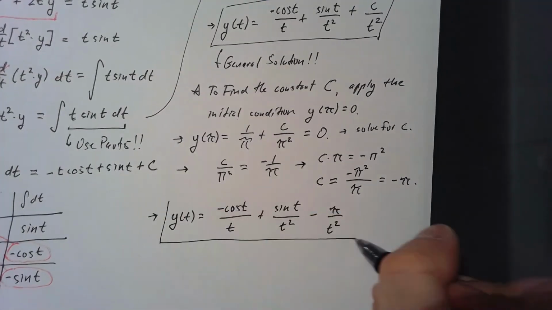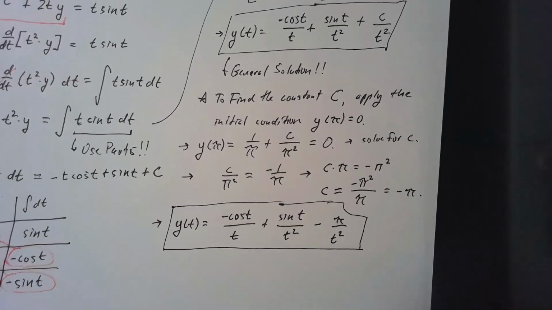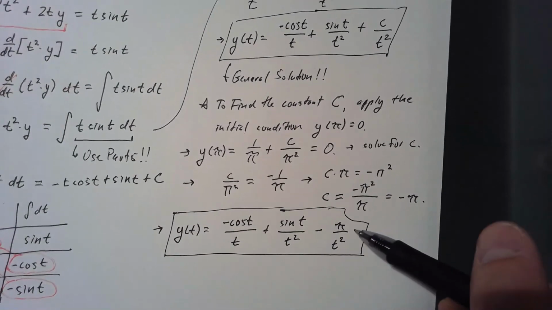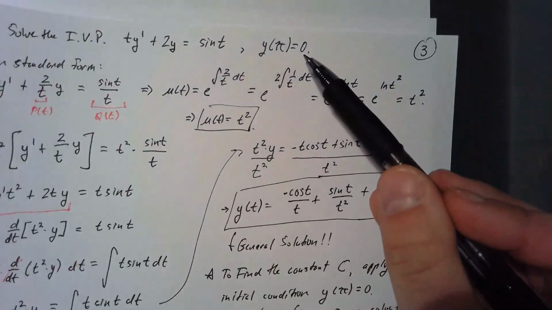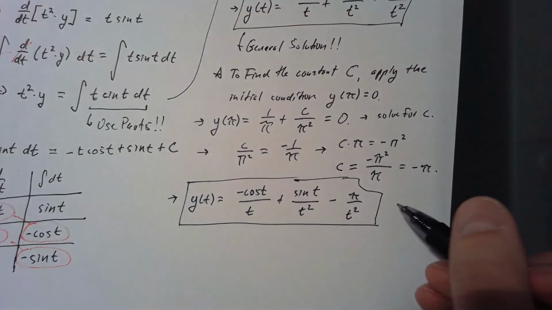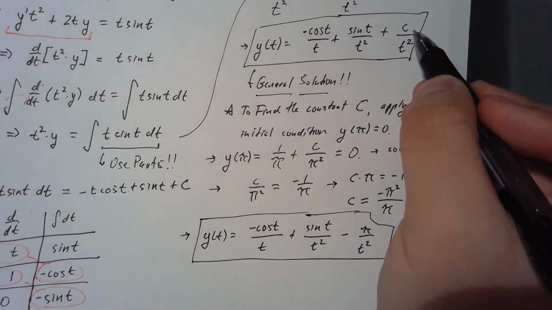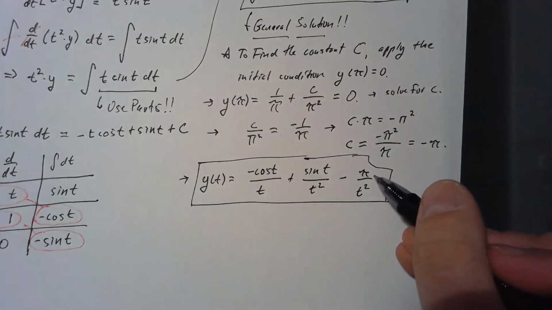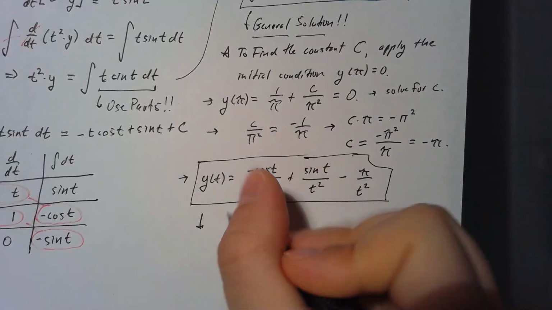So in this case right here, I found a specific value for c because I had an initial condition. So this right here is called the general solution because generally c could be any value. But here, because I found a particular value for c based on my initial condition, this is called a particular solution.